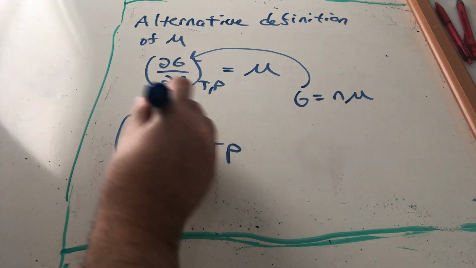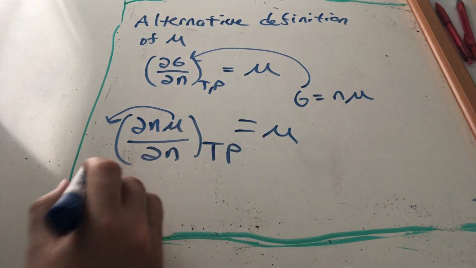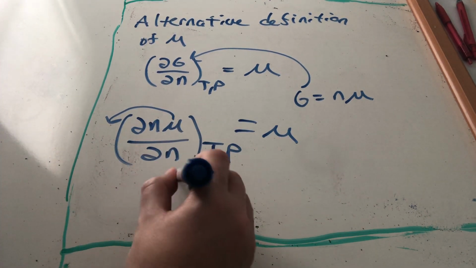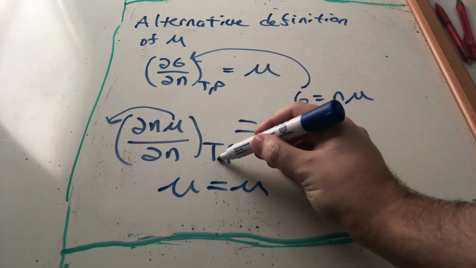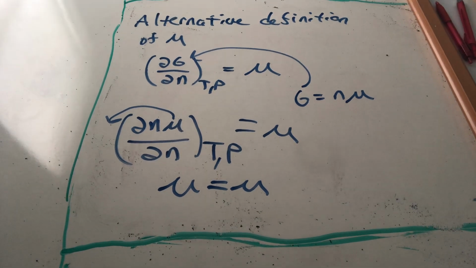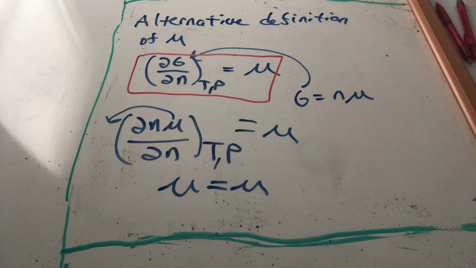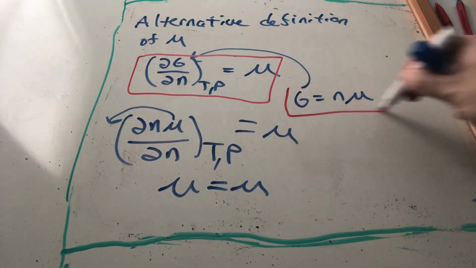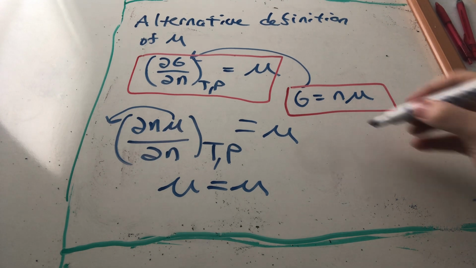Well, hold on a second. Mu can come out of dN, which gives me a 1, and I get mu equals mu. So this is a formal definition of mu, and it works, and we just showed how it worked. But this gives us perhaps a little bit more insight into directly what mu is relative to G.